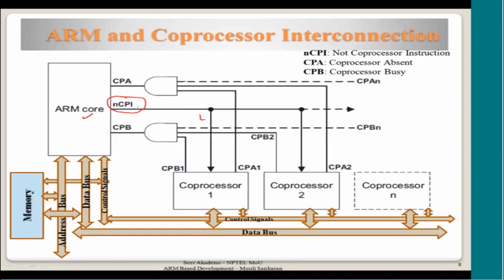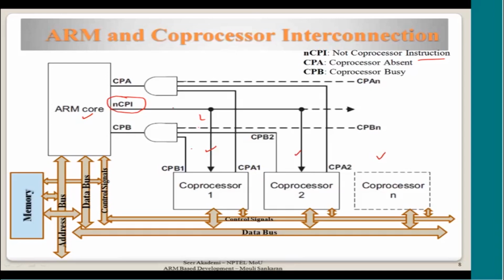Because NCPI, so coprocessor instruction. So it will send it to all the processors. All the coprocessors are reading this NCPI line. So they will all come to know that, hey, there is one instruction which the ARM core has recognized that it will be a coprocessor instruction.